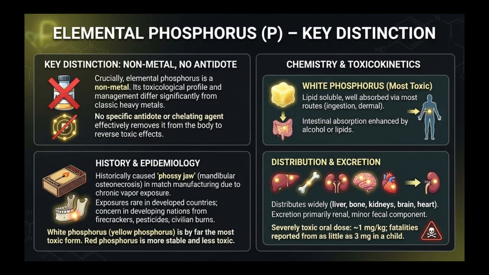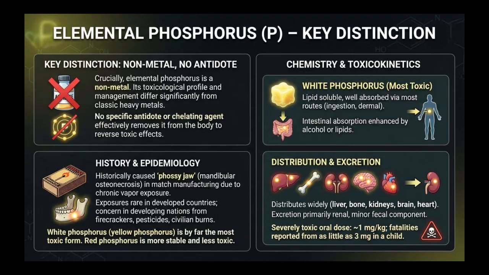The toxicokinetics of elemental phosphorus are not fully understood. White phosphorus is soluble in lipids and is well absorbed through most routes of exposure, including ingestion and contact with skin. However, quantitative data on absorption are limited. The presence of alcohol or lipids may enhance intestinal absorption. After absorption, phosphorus distributes widely throughout the body, initially concentrating in the liver and later accumulating in bone, kidneys, brain, and heart. Excretion of phosphorus occurs primarily through the kidneys, with a minor amount eliminated via feces.